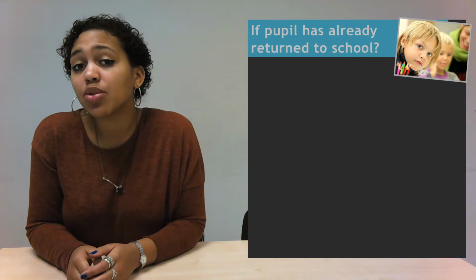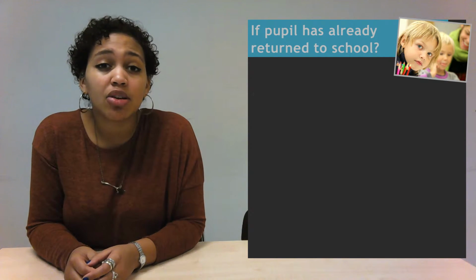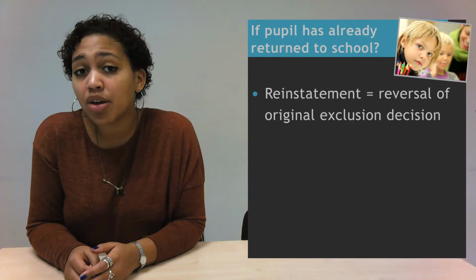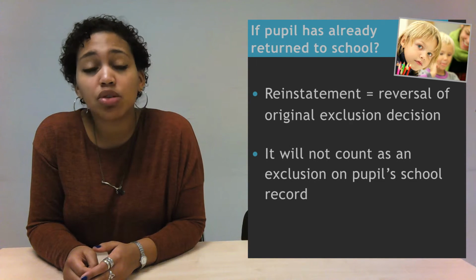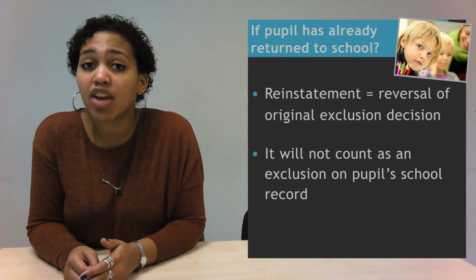Even if the pupil has already returned to school, a decision to reinstate is a reversal of the head teacher's decision to exclude. This means that it will not be noted as an exclusion on the pupil's educational record and will not count towards the rule that a pupil can be refused admission to a school if they have been excluded twice.